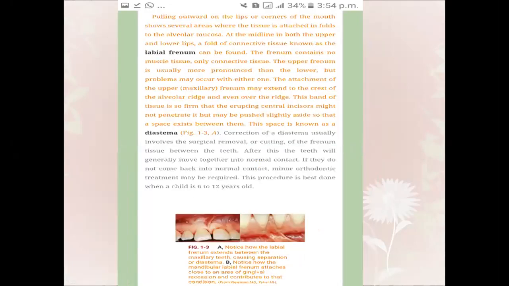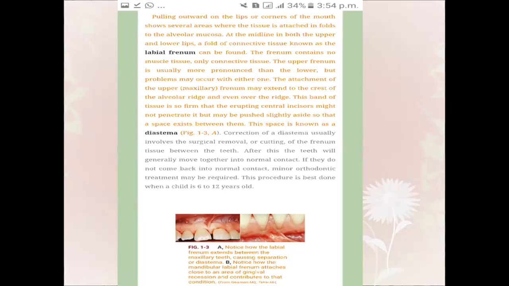Then pulling outward on the lip or corner of the mouth shows several areas where the tissue is attached in folds to the alveolar mucosa. At the midline in both the upper and lower lips, a fold of connective tissue known as the labial frenum can be seen. The frenum contains no muscle tissue, only connective tissue. The upper frenum is usually more pronounced than the lower one.